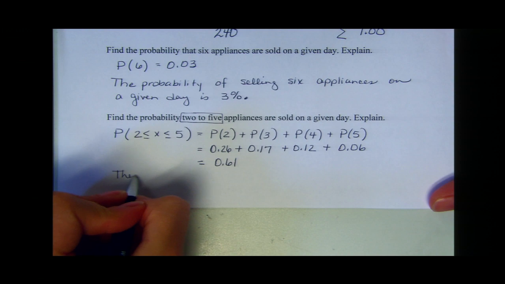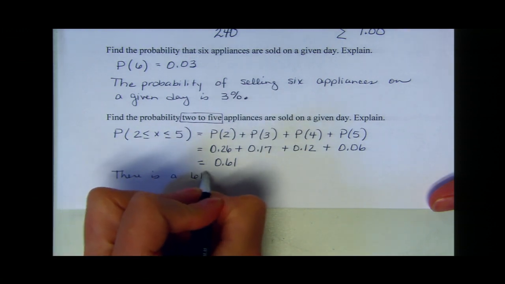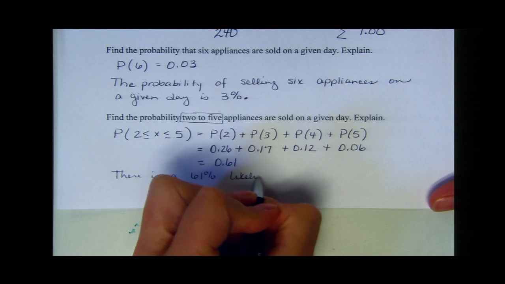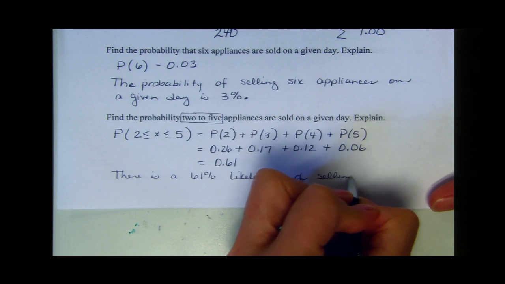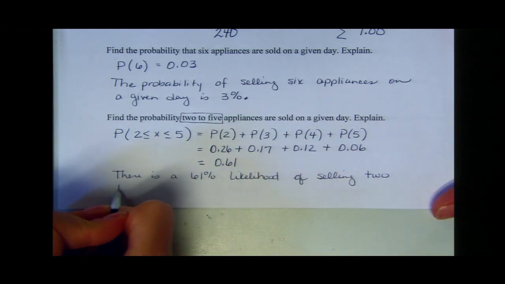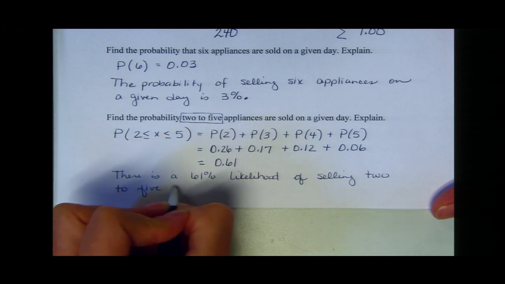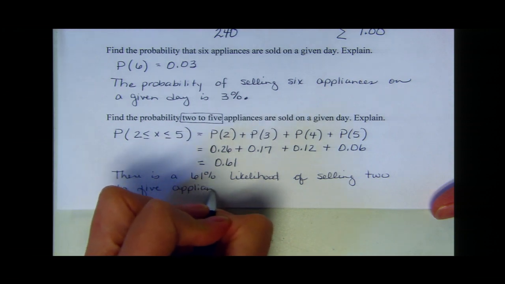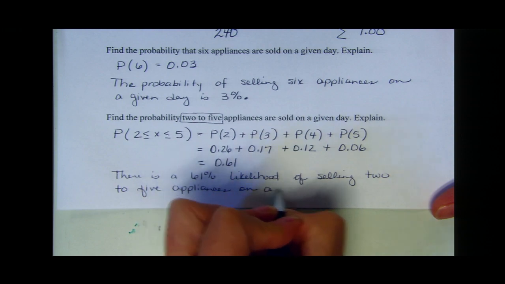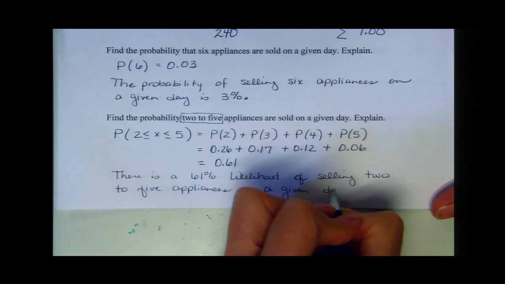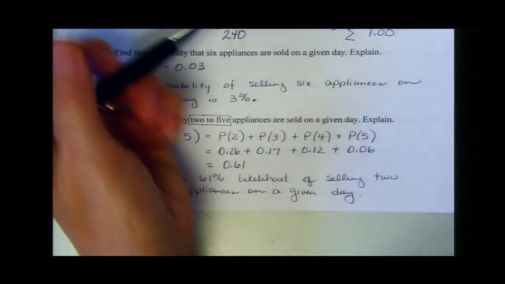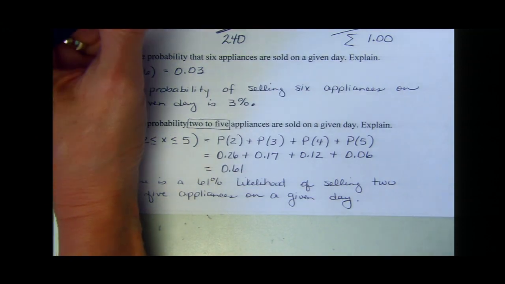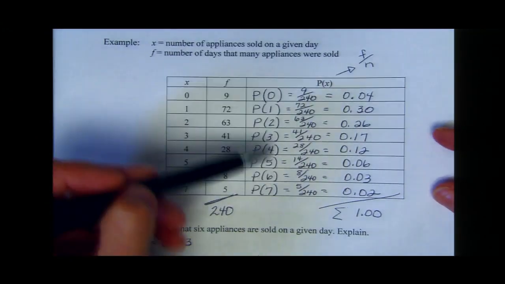So there is a 61% likelihood of selling 2 to 5 appliances on a given day. And that would be my explain. Now I have another probability question, but it's on the next page, so I'm still going to be referring to this probability distribution.